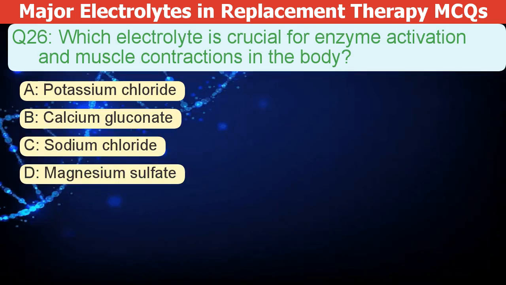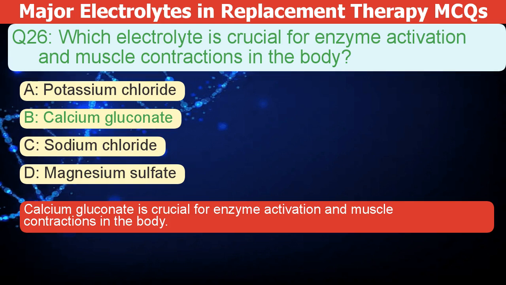Which electrolyte is crucial for enzyme activation and muscle contractions in the body? A. Potassium chloride. B. Calcium gluconate. C. Sodium chloride. D. Magnesium sulfate. The correct answer is B. Calcium gluconate is crucial for enzyme activation and muscle contractions in the body.